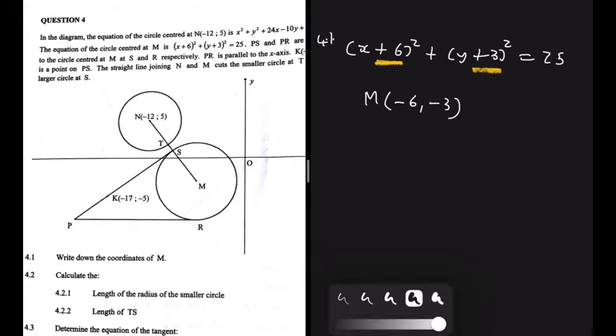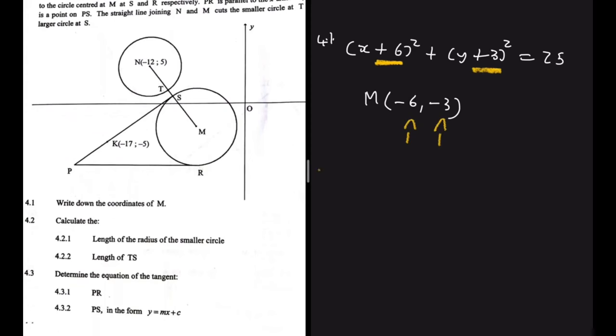So if it was x minus 6, the x coordinate will be positive 6. And then if it was y minus 3, then the y coordinate will be positive 3. But then here they're positive, and then on our center we should have minus 6 and minus 3. Right, that's how it works when it comes to the coordinates of the center of a circle. Right, let's do the following question.